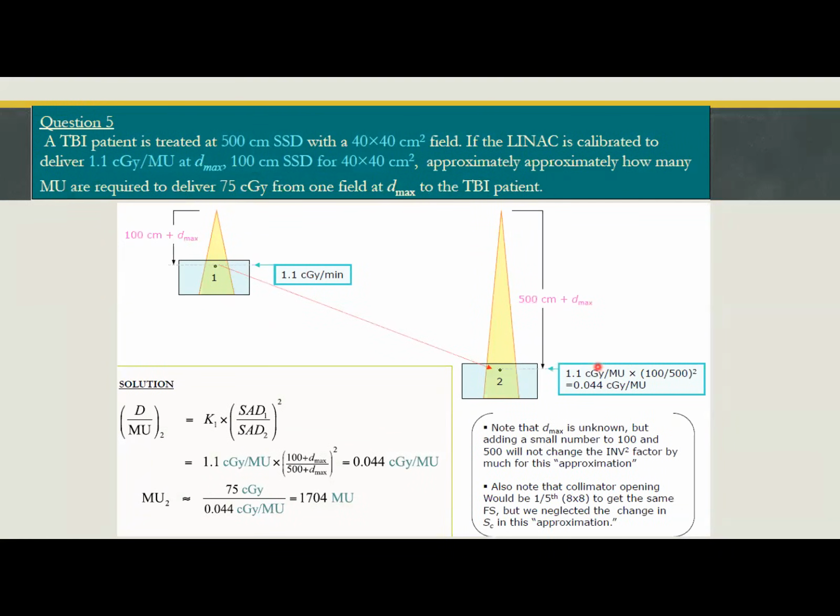The TBI patient is usually treated at an extended SSD with a 40 by 40 field size. So this is the standard calibration setup. And if you go to the depth, just the inverse square factor is incorporated, and you'll get the dose output factor. And the field size, again, was neglected in this question.